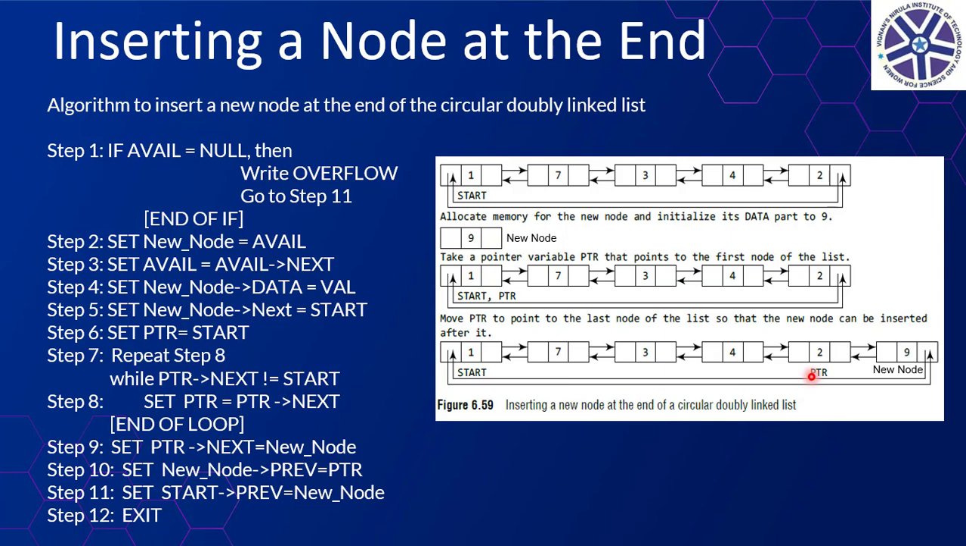So now let us see step 9. You have PTR here, and now this PTR should be connected to this new node. How to do that? Forward and backward link. PTR to next equals new node, and new node to previous equal to PTR. So PTR to next and new node to previous, right? Which is done in steps 9 and 10. And now the start's previous field should be connected to the new node. So that's what we are going to do in the last step. Set start to previous equals new node. So now we have successfully connected these nodes.